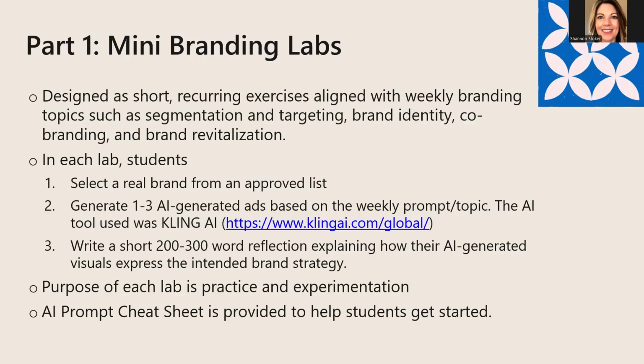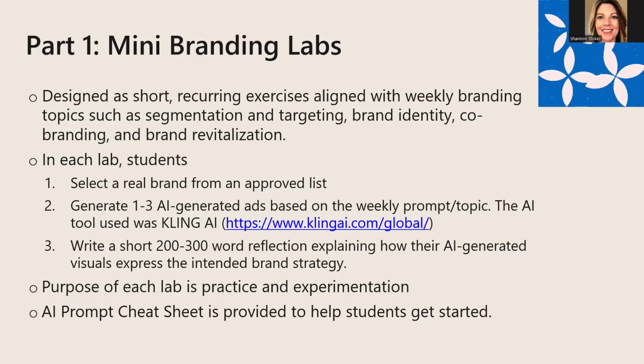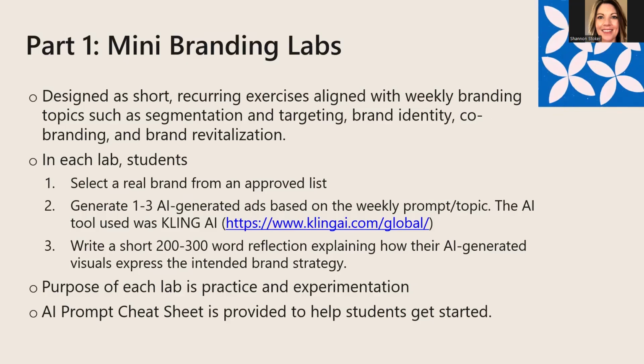And then they need to write a short 200 to 300 word reflection explaining how their AI-generated visuals express the intended brand strategy. Now, the purpose of each lab is for them to practice and experiment. So they also get provided an AI cheat sheet so that they can understand how to develop a prompt, and what they need to include in the prompt to make sure it's detailed enough to create a visual. The AI prompt cheat sheet will help them get started so that they don't feel too intimidated with using AI.